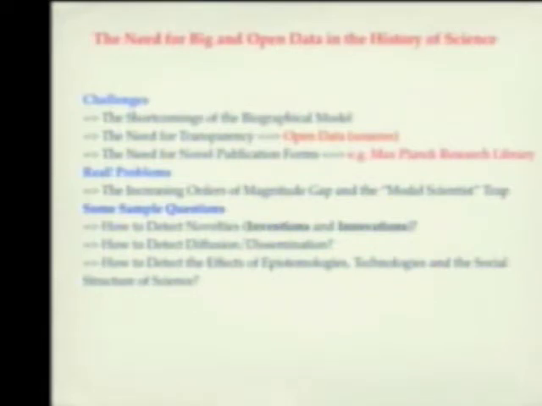There's also a need for new publication forms, and the Max Planck Institute for the History of Science and the Max Planck Society at large have moved in that direction by developing what they call the Max Planck Research Library, which allows you a possibility to publish historical analysis in conjunction with the actual sources. So in open access publishing, you can actually digitize your sources and write your text with direct reference into the original sources. Now that's a new form of scholarship that brings in the data and that brings in the transparency.